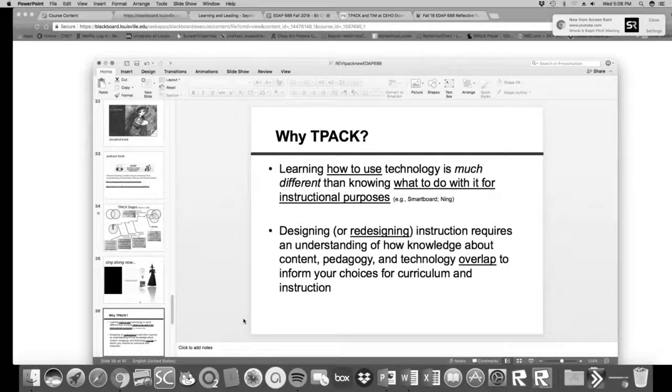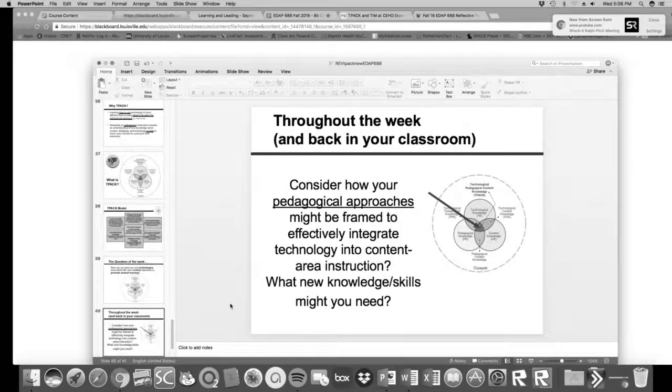So designing or redesigning your content, your instruction, always, always must require a knowledge about content, pedagogy, and technology overlapping to inform your choices for curriculum and instruction. Always remember to think about how the technology might impact the pedagogy that you want to use in your classroom. If you send kids off to a website to do a creation of understanding, that's going to be a heck of a lot different pedagogy than talking at them for two classrooms and then giving them a quiz. That's going to require you to have a much stronger management system in place. And it's going to require you to rethink, how do I set all this up?